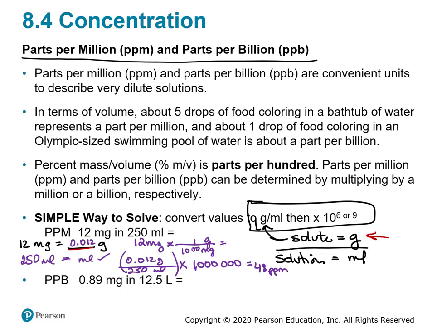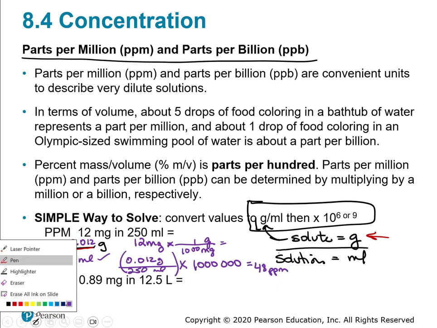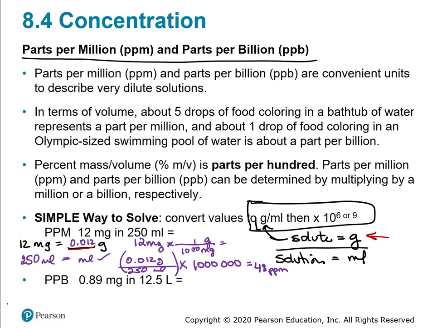So now if I'm going to do parts per billion on this next one, same thing. I need my solute to be in grams. I need my solution to be in milliliters. And when I look at this, I see that neither of them are. So I have to do a unit conversion on each. I have to take 0.89 milligrams and put it into grams. And then I can divide it by that 12.5 liters, but I've got to put it in milliliters. I've got to put my units in grams per mils first.